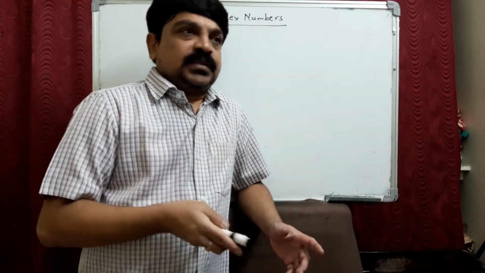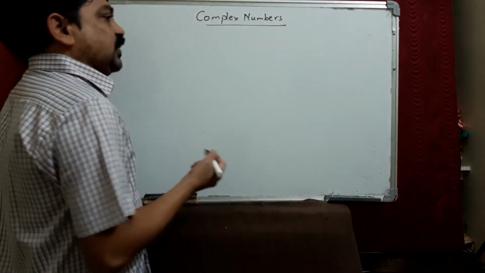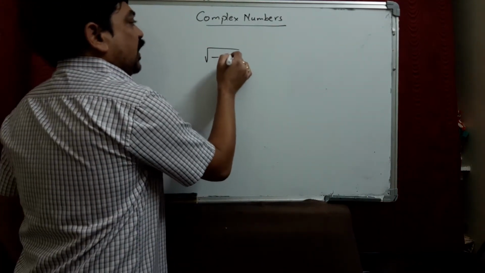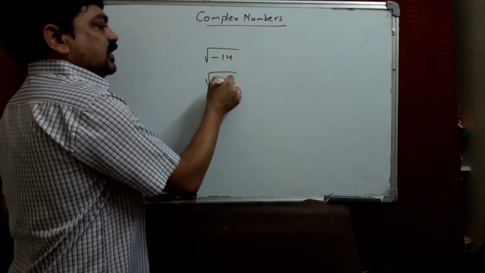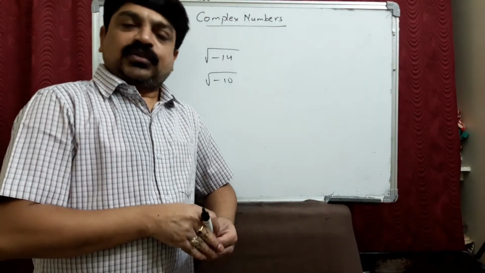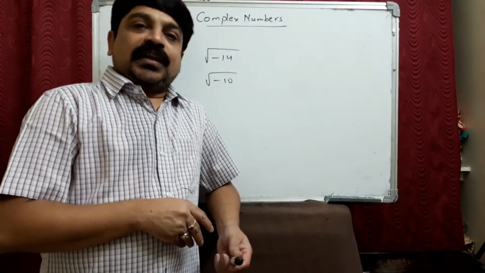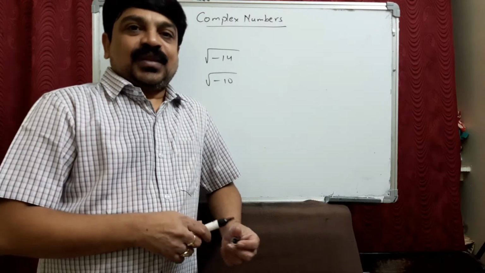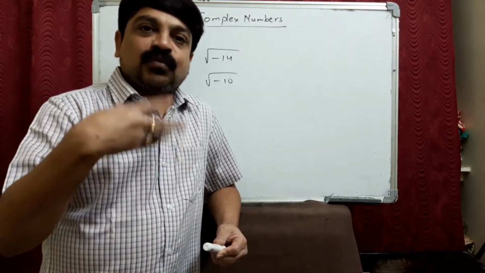See, when you were in 10th grade, when you were doing simplifications or calculations, and you found a value like root of minus 14 or root of minus 10, we were leaving those things. It is not possible, actually, for real numbers. If it is not possible for real numbers, what do we do?